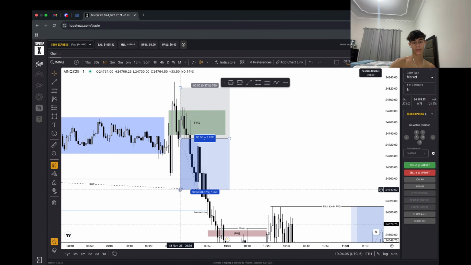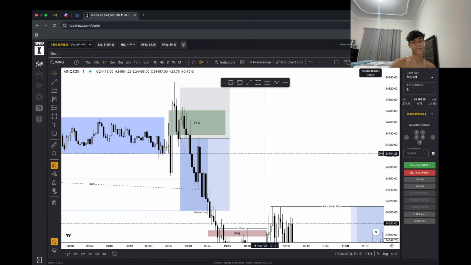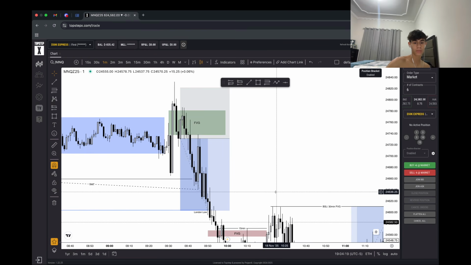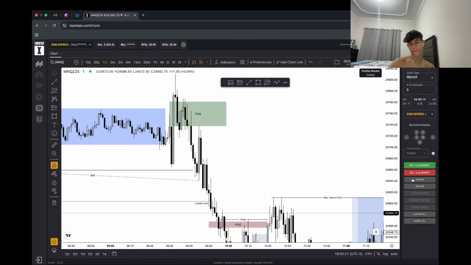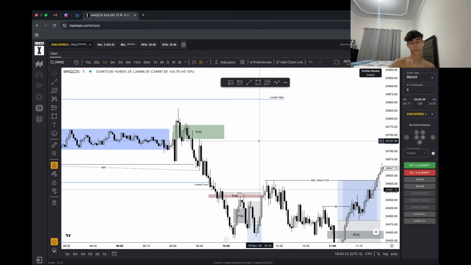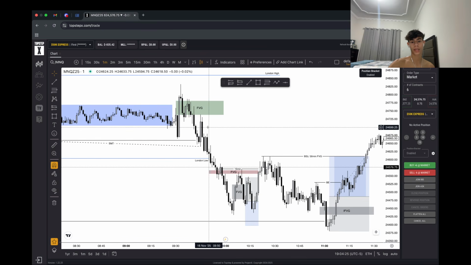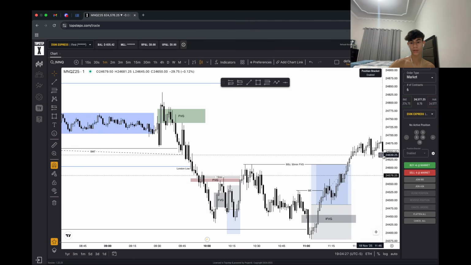And people did take this to London lows. But again, I faded this because people would have gone break even on that. If you went break even here, depending on where the entry is, would have gone break even. But yeah, I faded that setup. I didn't think it was worthy enough. And we just started selling off hard.